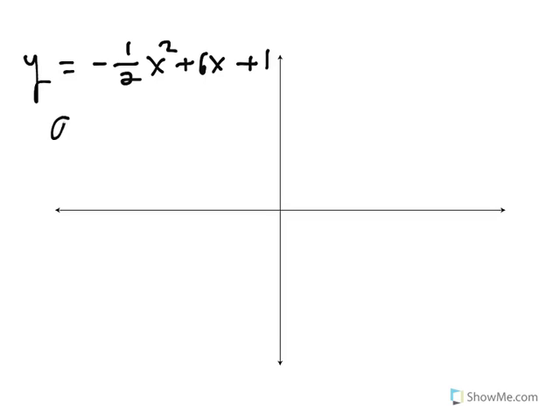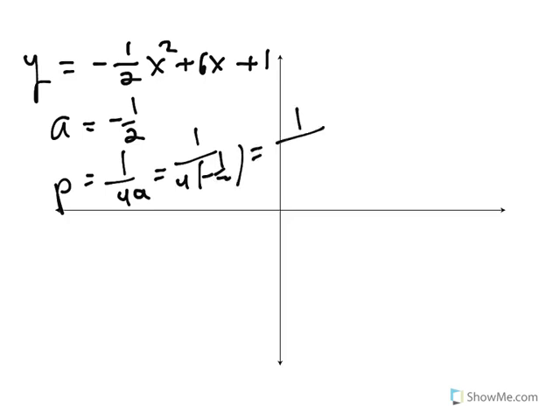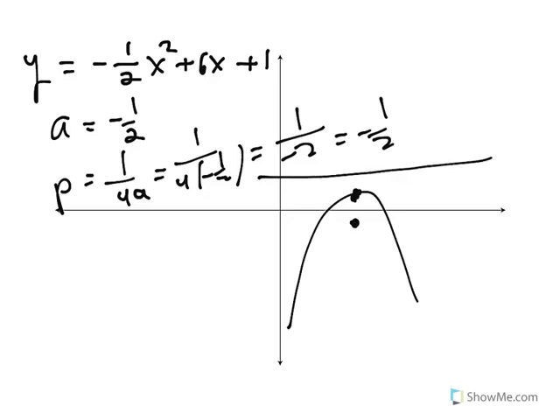If a happens to be negative, p is still 1 over 4a, which is p is 1 over 4 times -1/2. So p is actually 1 over -2, or -1/2. This parabola is going to be an upside down, frowning parabola. So the focus is going to be 1/2 below the vertex, and the directrix is going to be 1/2 above it. So just keep that in mind.